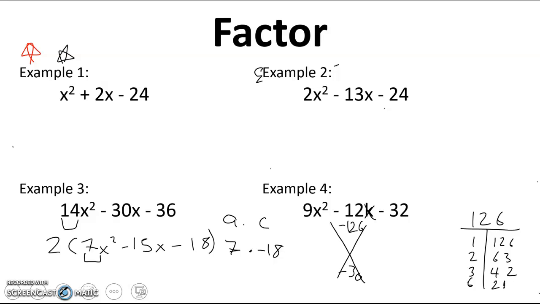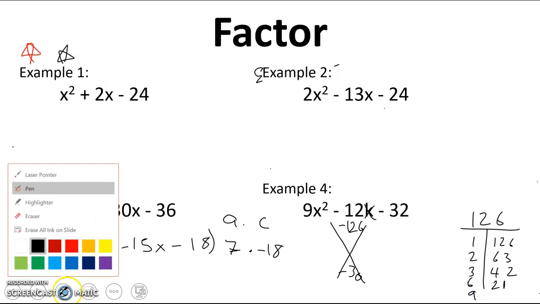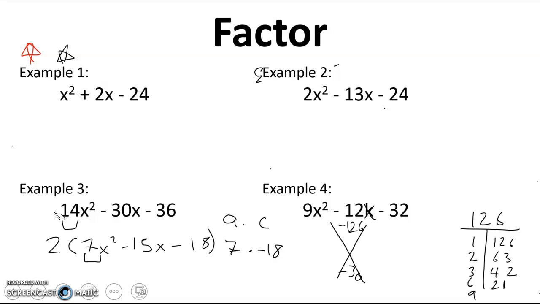How about 126 divided by 8? Nope. How about 126 divided by 9? It'd be 9 and 14. Oh, I just made a mistake here, and you just realized that. Instead of writing the negative 30 down there, I'm going to write the negative 15, all right? So I apologize for that.